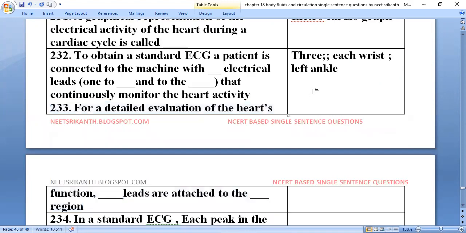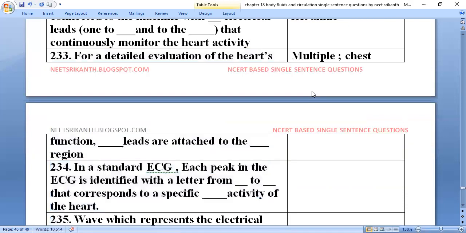For a detailed evaluation of the heart's function, sometimes multiple leads may be placed on the chest also. In a standard ECG, each peak is identified with a letter, from P to T, representing the electrical activity of the heart.